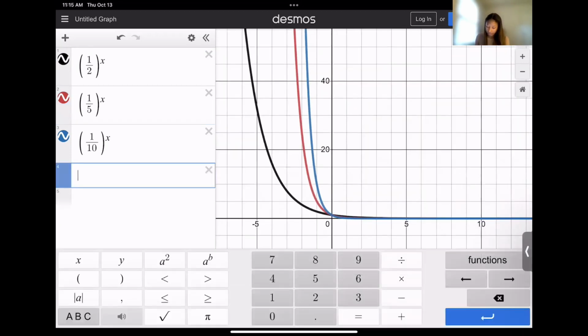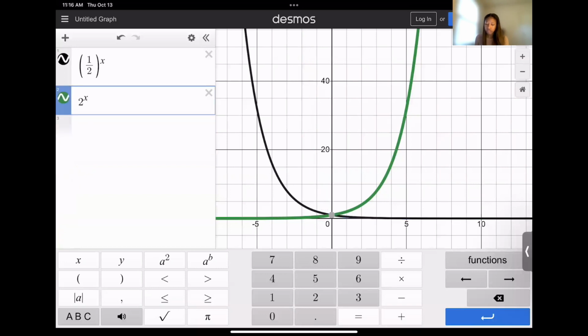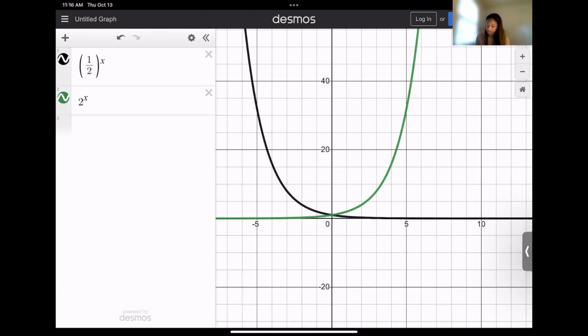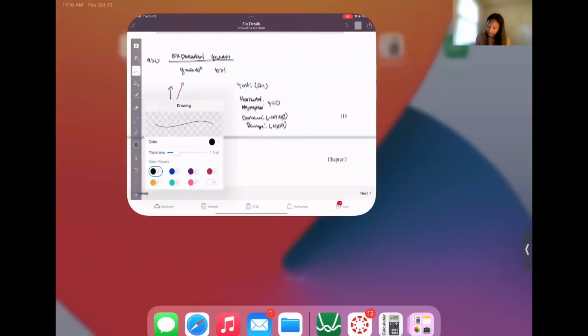Also, I want to just point out one more thing and we'll go back to our book. Let's compare the graphs of 2 to the x to 1/2 to the x. They're inverses of each other, okay? One is a growth, one is a decay. The rate at which 2 to the x is growing is equivalent to the rate at which 1/2 to the x is decaying, okay?